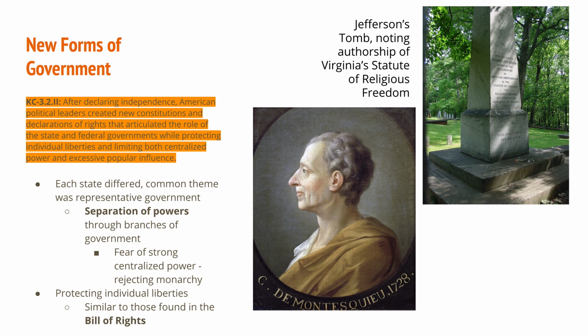And in the state constitutions, we also see this idea of separation of powers, which had been developed by the Enlightenment thinker Montesquieu. So you see his picture right there. You have different branches of government, and by splitting up power amongst those branches, you are rejecting tyranny, you are rejecting a monarchy, and you're keeping power separated so that no one can abuse it.